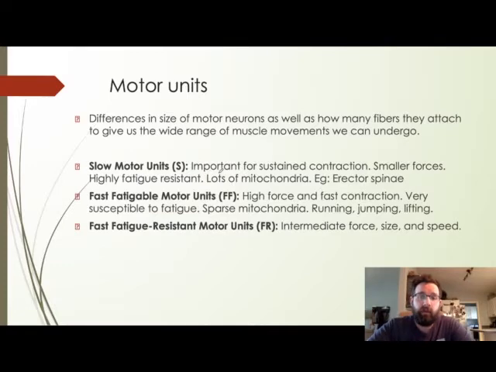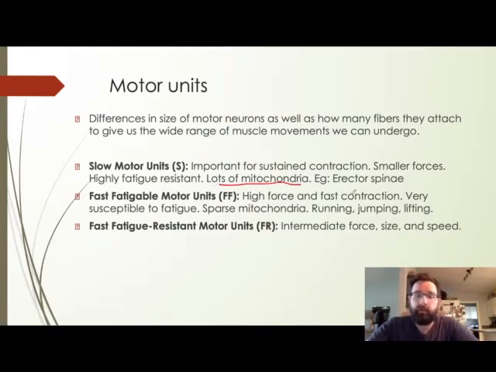Okay, so you can have what's called a slow motor unit or an S unit, which is, as the name suggests, slower. It's important for sustained contractions, smaller forces. The flip side though is that it's highly fatigue resistant. Okay, and the reason for this is because it's got lots of mitochondria. Okay. More mitochondria means more energy available. Less mitochondria means less energy available, and so you can run out more quickly.